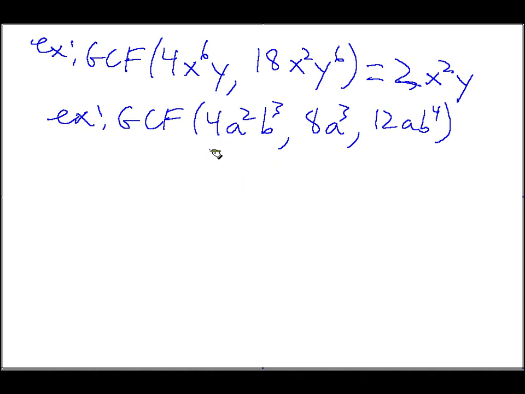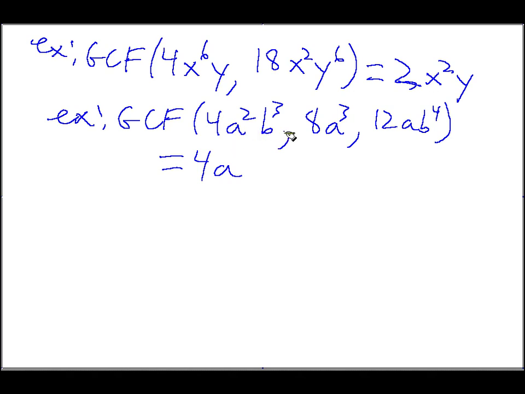Well, again, let's figure out the numbers first. Right? 4, 8, and 12. Hopefully you see the answer is going to be 4 for the numbers. All right? 4 is the highest number that will divide itself, and 8, and 12. How about a squared, a cubed, a? Well, lowest power wins, right? Which one has the lowest power? 2, 3, or 1? Well, 1 does, right? So therefore, 4a.